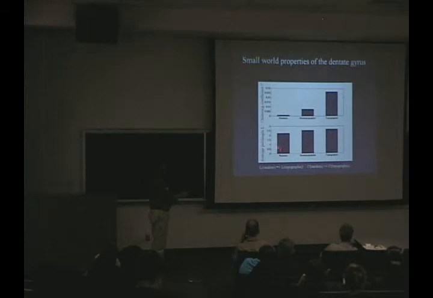And as you see, this is the random network, with the same number of nodes and the same number of links as in the real dentate. As you go from here to here, the L doesn't change much. However, the C, the clustering coefficient, the cliquishness, the local connectivity, dramatically increases. So what this means is that indeed the dentate gyrus is a small world network in the strict definition of the word.